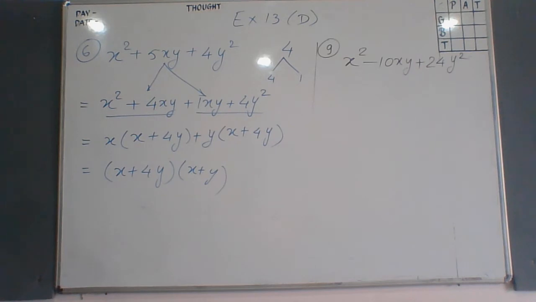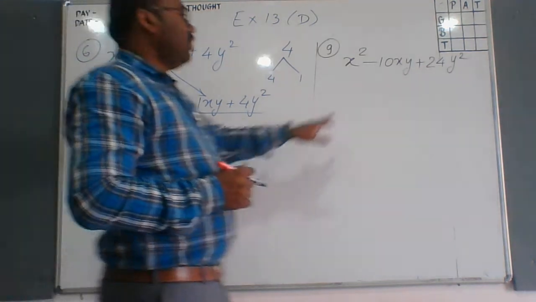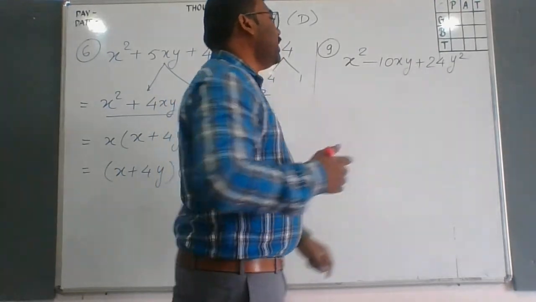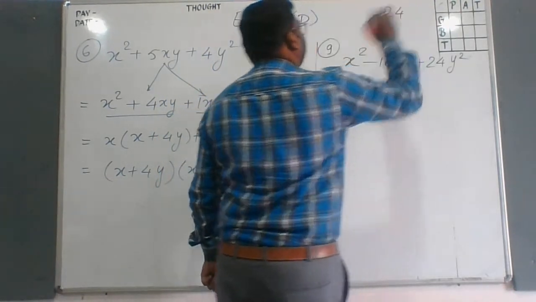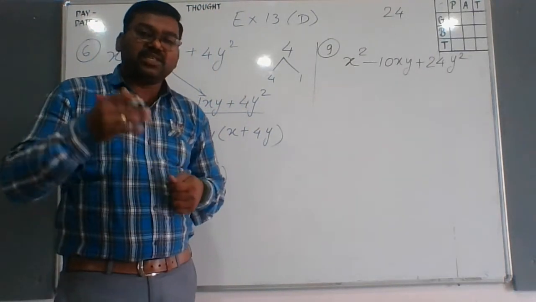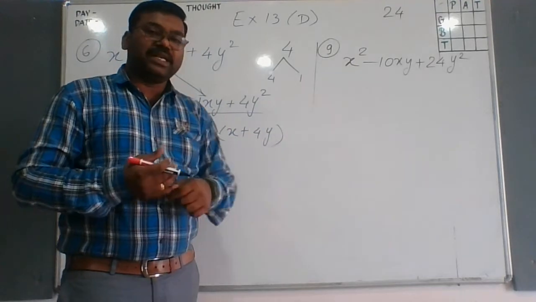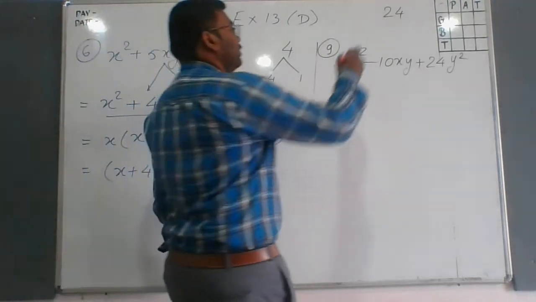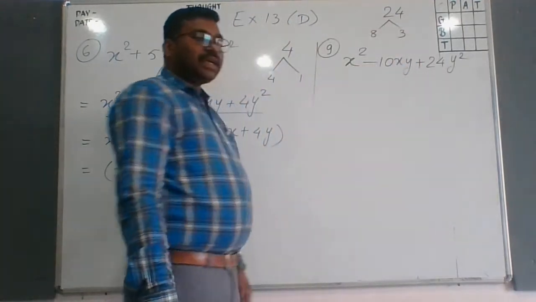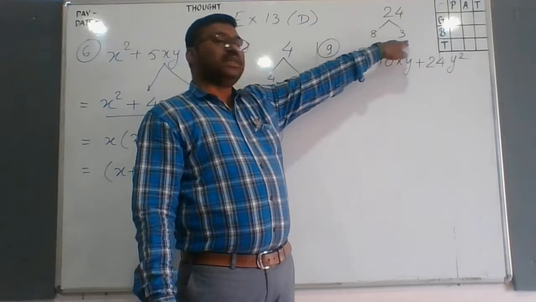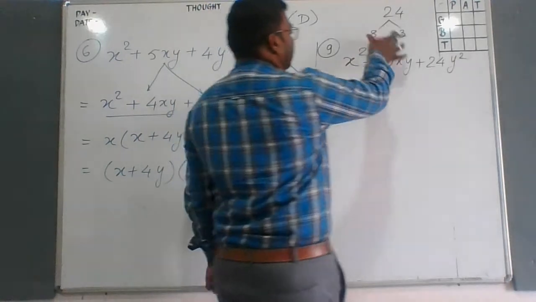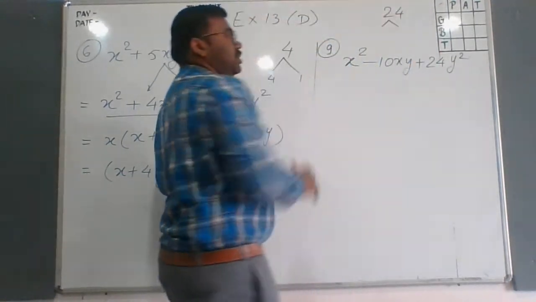Now let us find out the factors. For the first term, nothing is here, that means 1 is here. 1 multiplied by 24 is 24. Now we will consider such factors of 24 whose addition or subtraction must give the middle term, that is 10. So if we take factors of 24 like 8 and 3, which make 24, correct? But 8 plus 3 is 11, not 10. So 8 and 3 is not possible for this question.